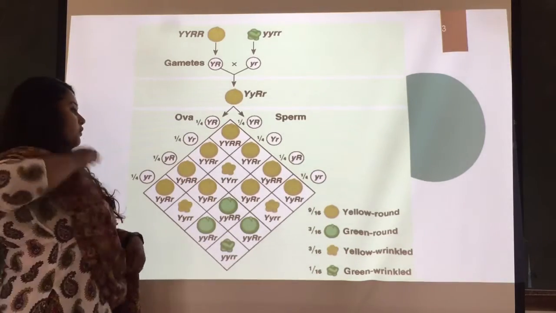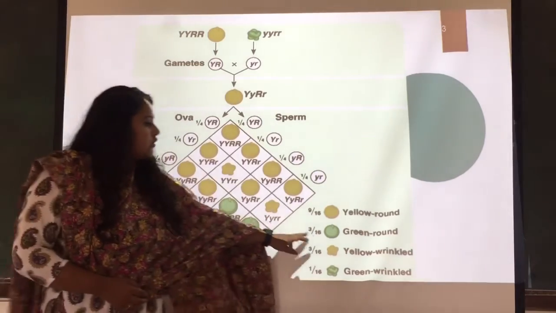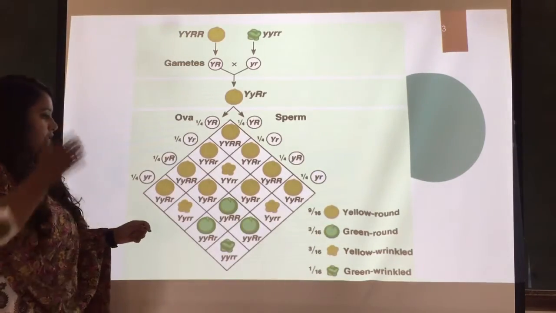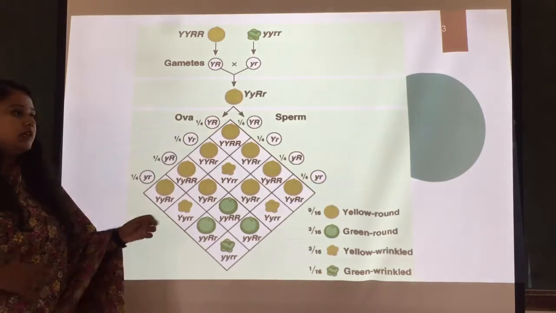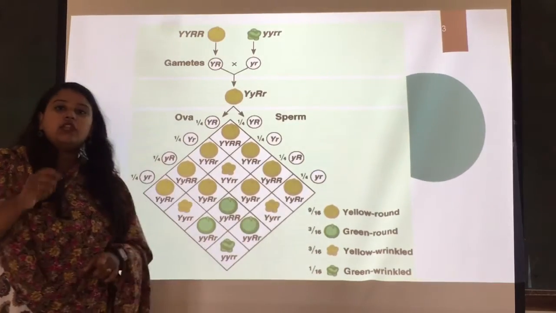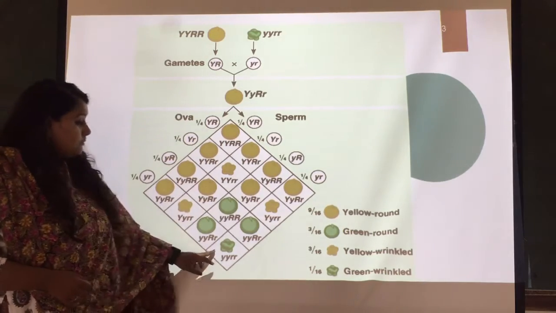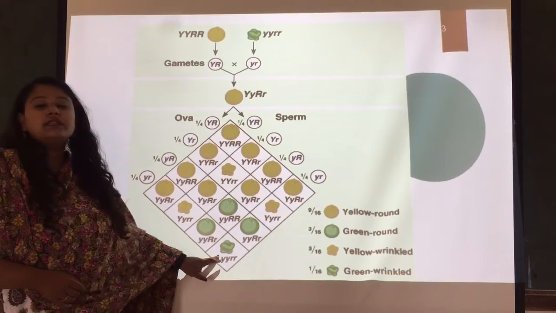Next, let's count green round, right? So that is 1, 2 and 3. So 3 out of 16 will be green round. Then we are going to see yellow wrinkled, that is 1, 2 and 3. So I have written again that 3 out of 16 are yellow wrinkled. And the last is 1, which is the same as the parent, right?